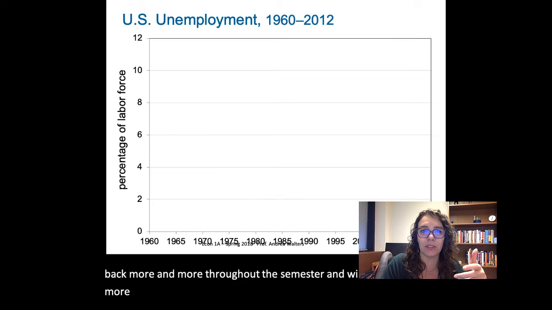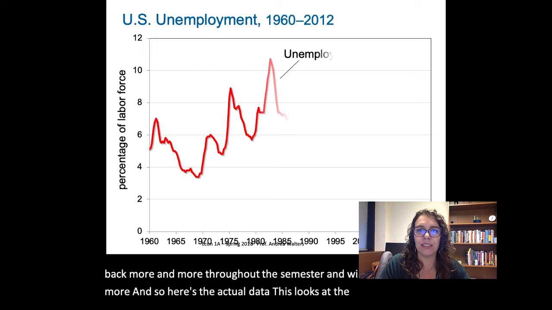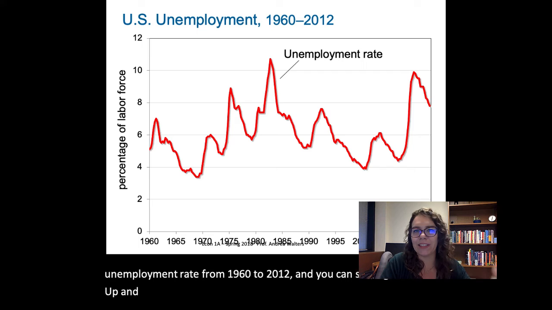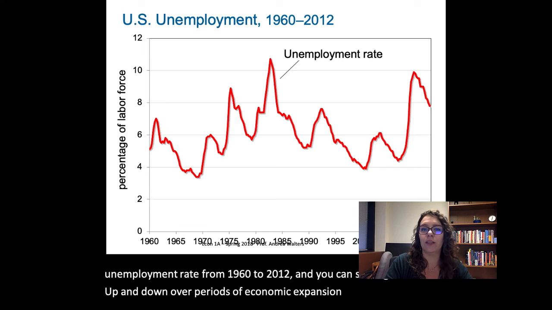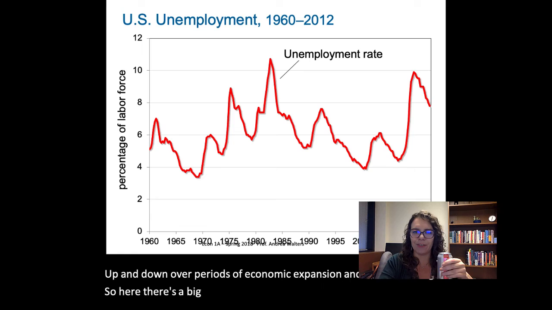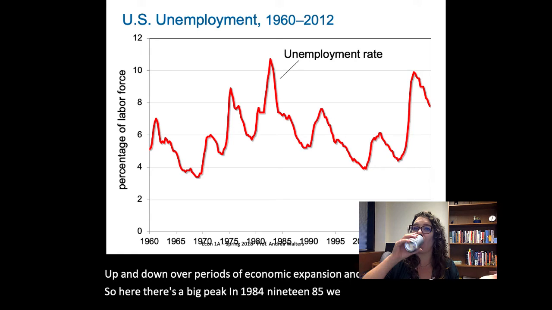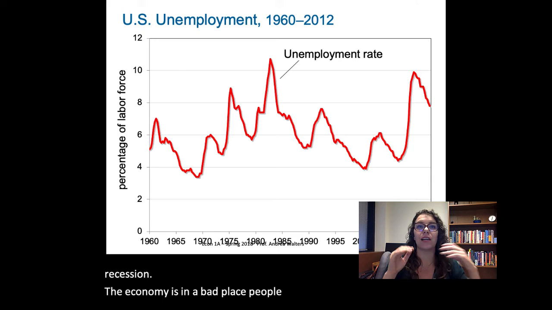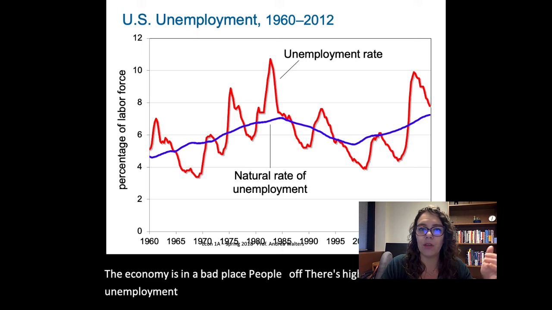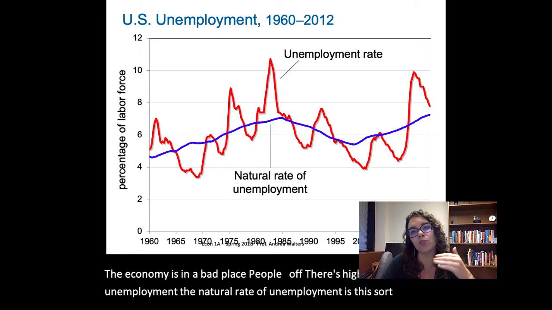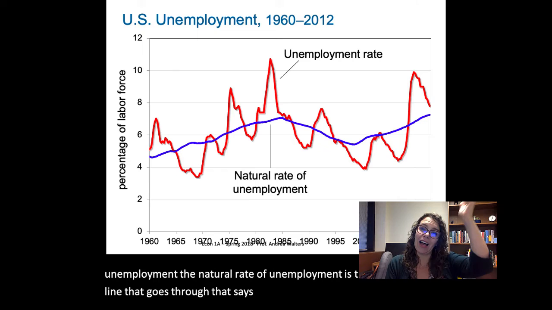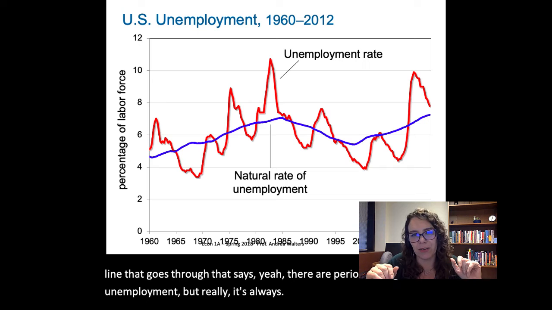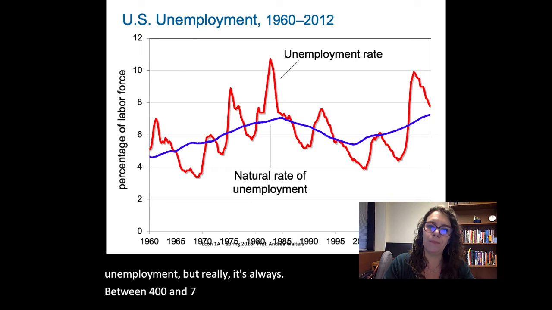And so here's the actual data. This looks at the U.S. unemployment rate from 1960 to 2012, and you can see it goes up and down over periods of economic expansion and contraction, right? So here there's a big peak in 1984, 1985. We had a big recession. The economy's in a bad place. People get laid off. There's higher unemployment. The natural rate of unemployment is this sort of trend line that goes through that says, yeah, there are periods of high and low unemployment, but really it's always between like 4 and 7%. That's normal. Okay?